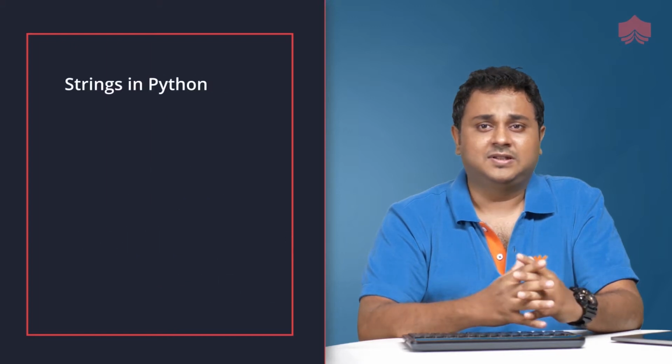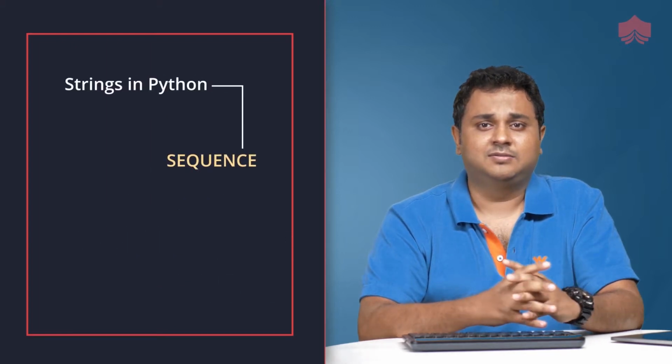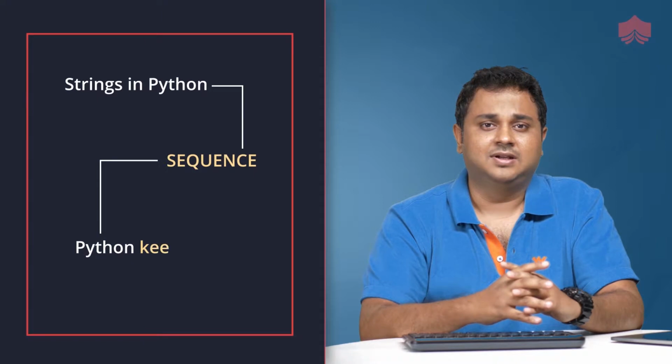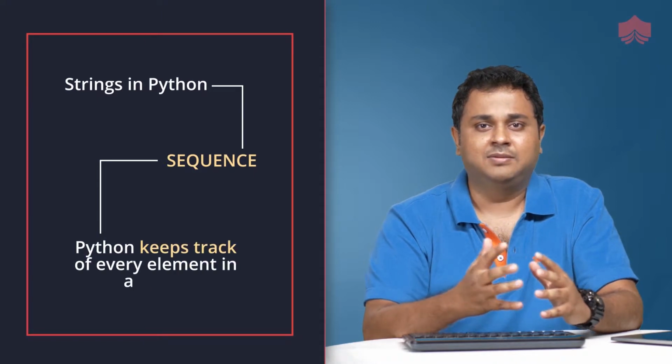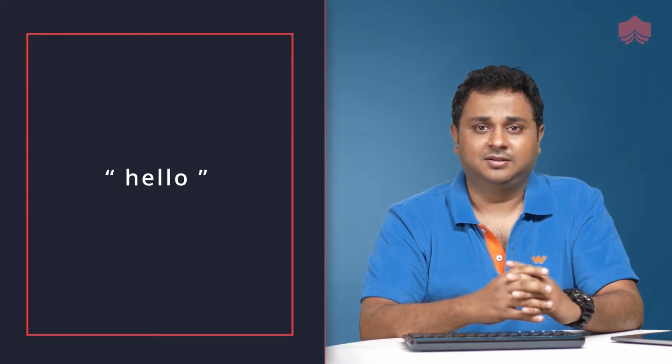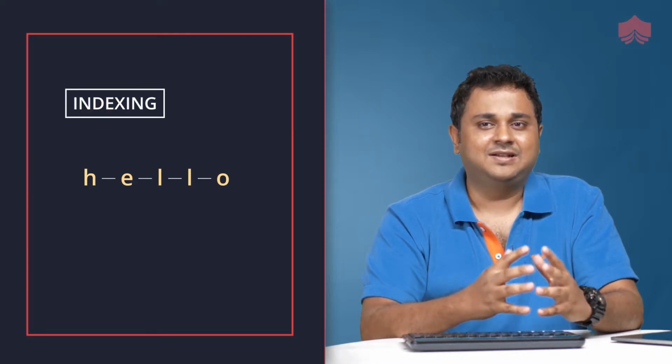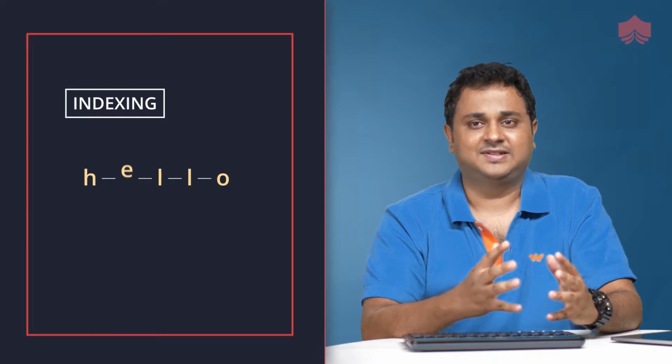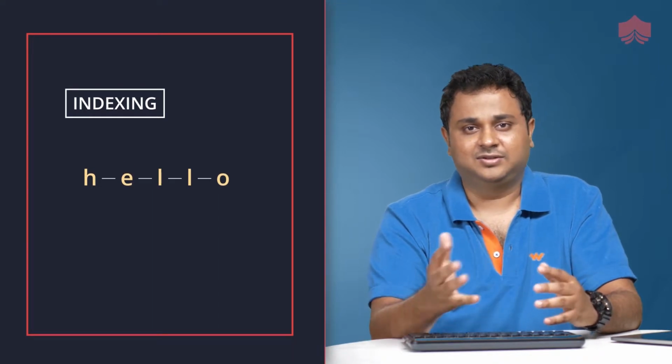So strings in Python are actually a sequence, which basically means Python keeps track of every element in a string. For example, Python understands the string hello to be a sequence of letters in a specific order. This means we will be able to use indexing to grab particular letters like the first letter or the second letter or the last letter and so on.